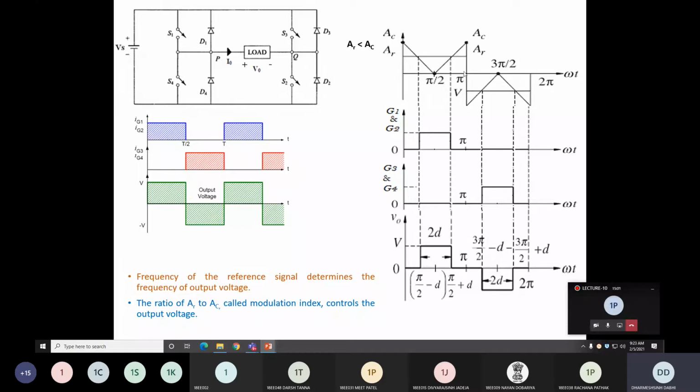And the frequency of this carrier signal decides the number of pulses per half cycle in the output signal.